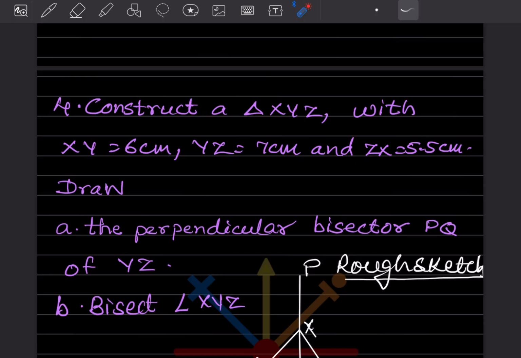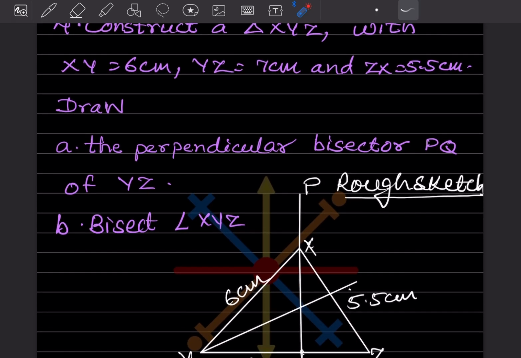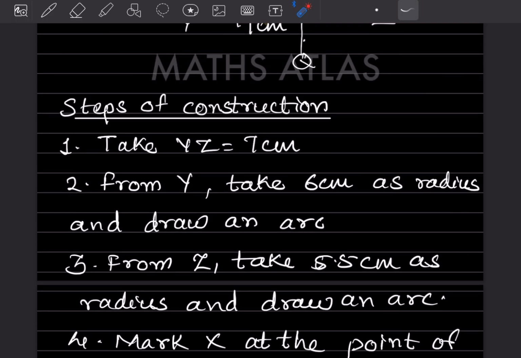Both the things we have done in one construction. Now this is the rough sketch. So this we have taken as YZ is 7 centimeter. Then this one XY 6, ZX this 5.5, and then this is the perpendicular bisector that is the PQ, and this is the bisector of angle XYZ. So now let us see the actual construction.